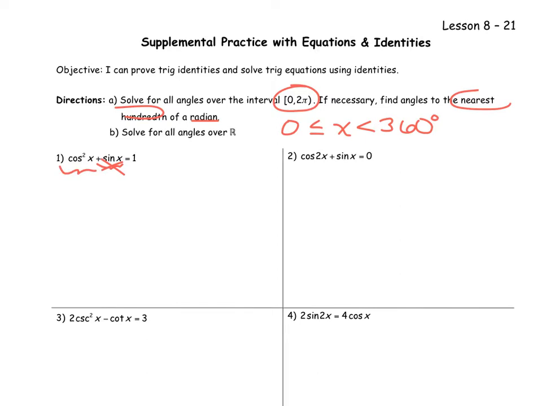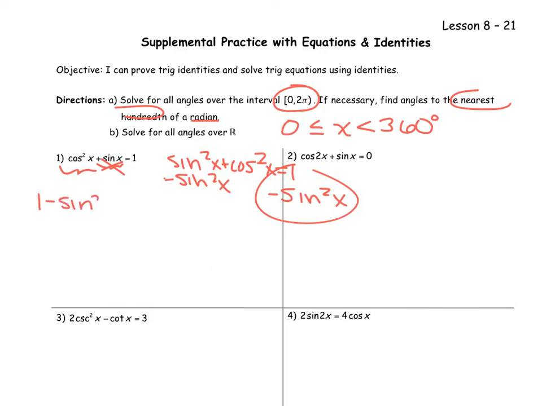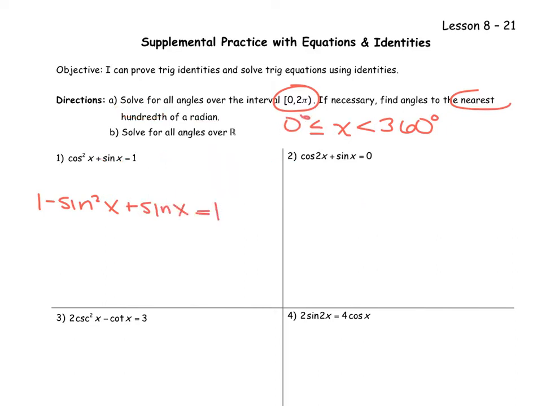Because from our trig identities of sine squared x plus cosine squared x equaling 1, we know cosine squared of x is the same thing as 1 minus sine squared x. So I'm going to replace this cosine squared of x as 1 minus sine squared x, plus we have the sine x equals 1. Now everything is in terms of sine, and I can solve this no problem.